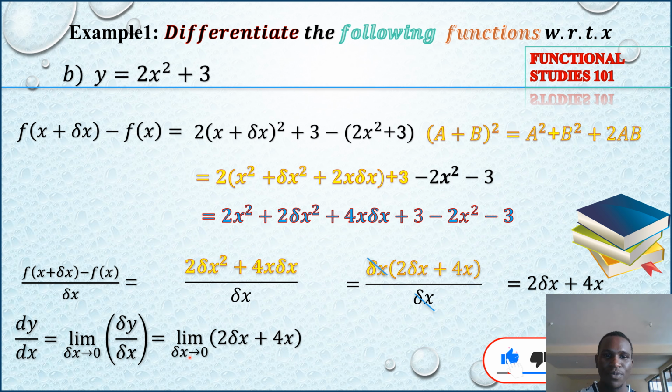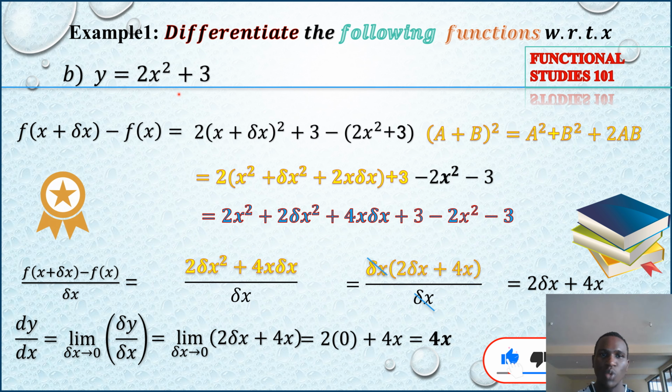From here now, as delta x tends to 0, you replace delta x by 0. So that will be 2 into, we have 2 into 0 plus 4x, and 2 times 0 is 0. So you just have 4x as the answer. So the derivative of this y with respect to x is 4x. From first principle, this is what we are doing from first principle. Okay.